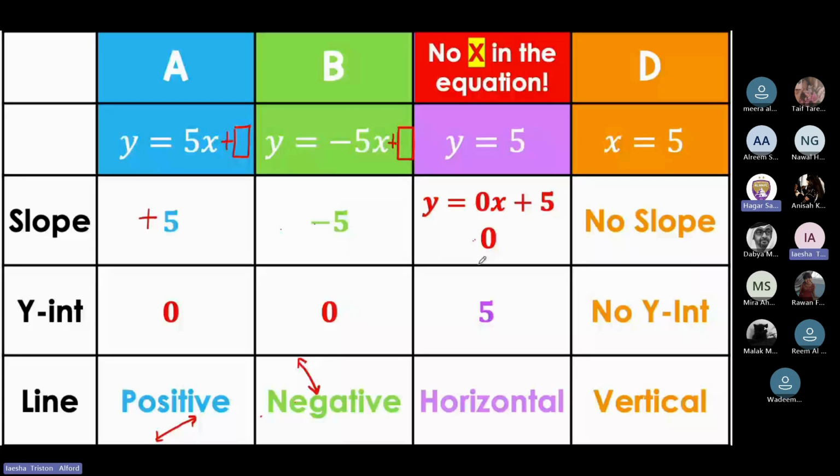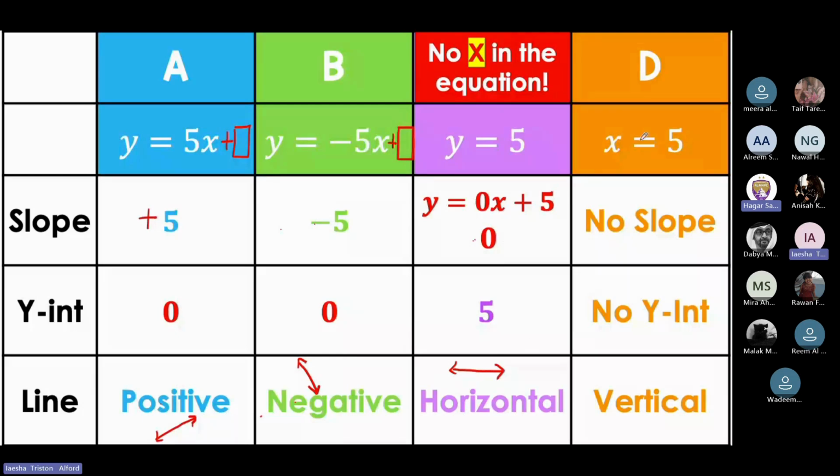So no x means 0 slope. You write y equal 0x plus 5. So what is going to be the y-intercept this time? Positive 5. You have a horizontal line.